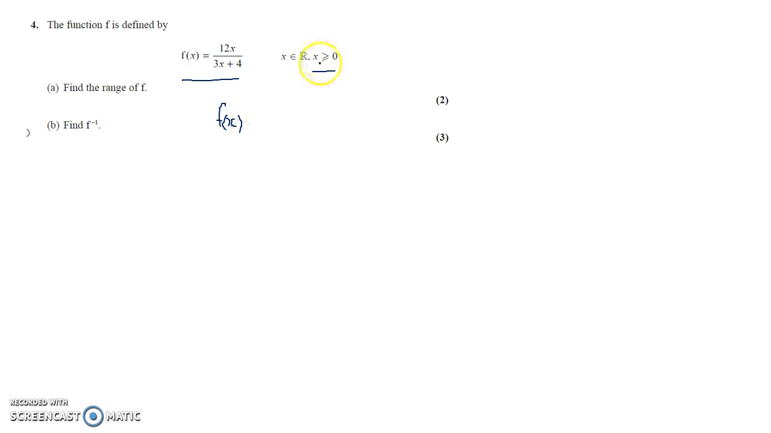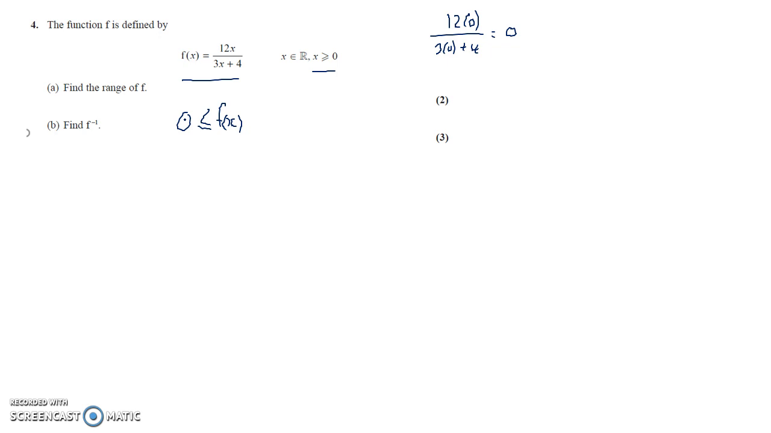So we start by putting in the value of 0. So I put in 0 here, I'm going to get 12 times 0 over 3 lots of 0 plus 4, which is going to be 0. So the smallest value potentially could be 0. We'll explore the function a little bit in a minute.